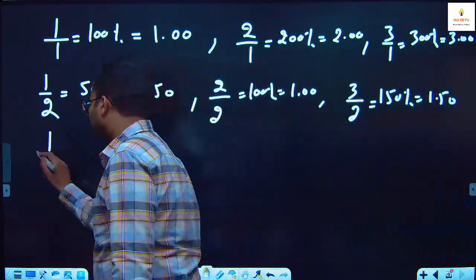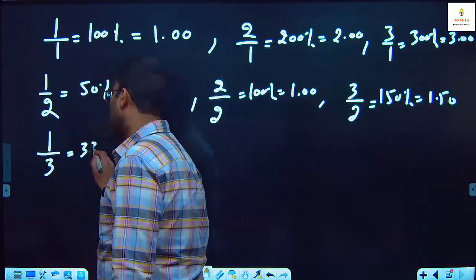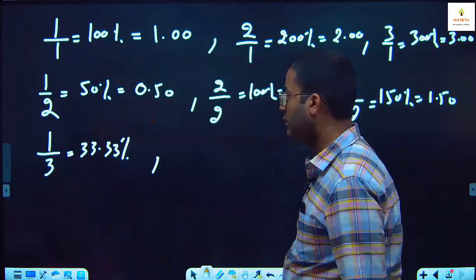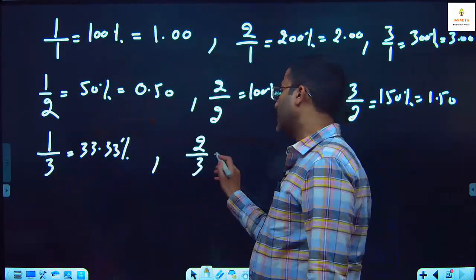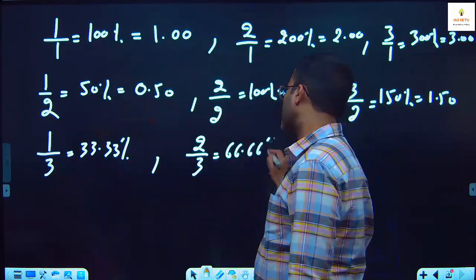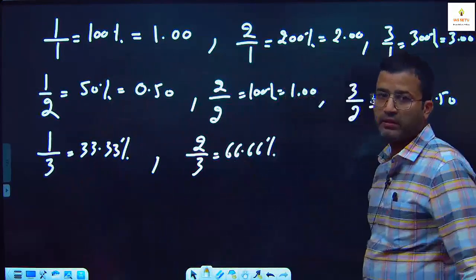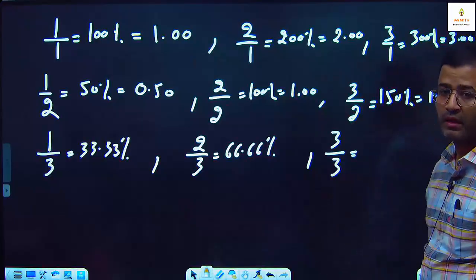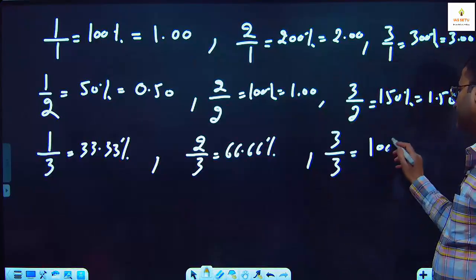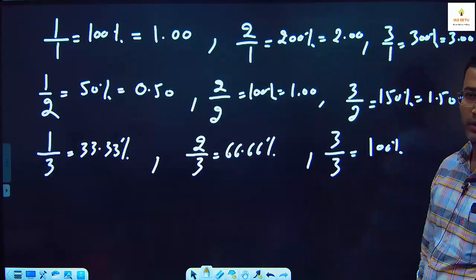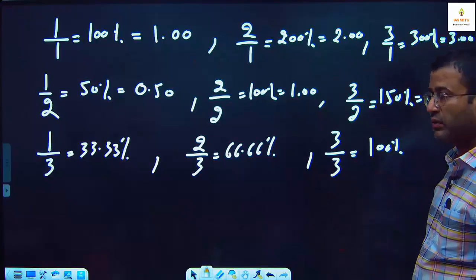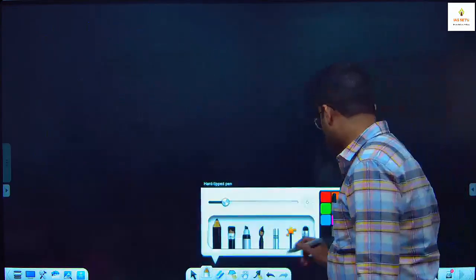Now here next is 1 by 3, 33.33%. 2 by 3, 66.66%. 3 by 3, 100%. Some students think 99.99%. Okay, like here.